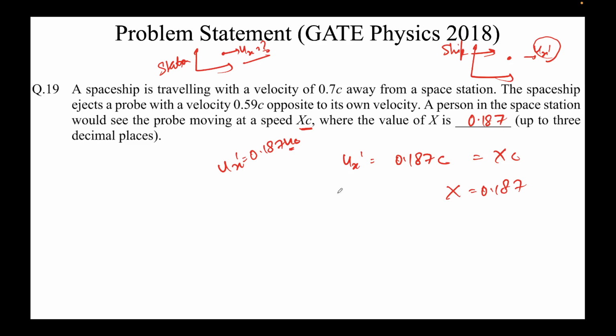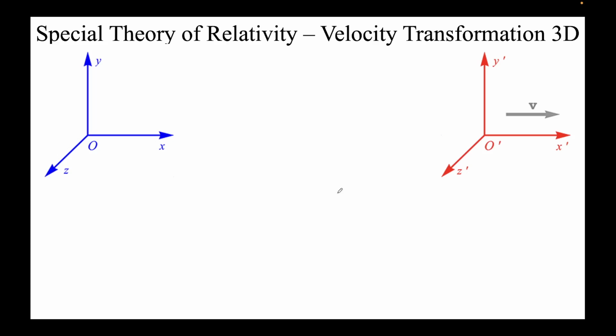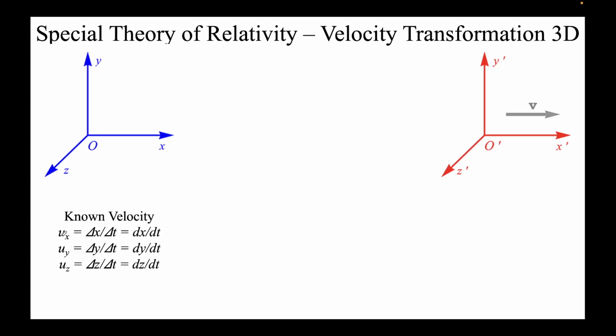So this actually completes the transformations part. Now we can see what the transformation in 3D looks like. Note that we talked about 1D only until now. So we know this is the known velocity. Ux, Uy and Uz were known velocities.